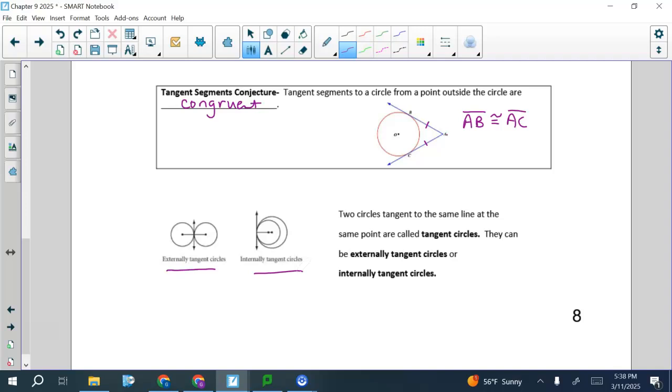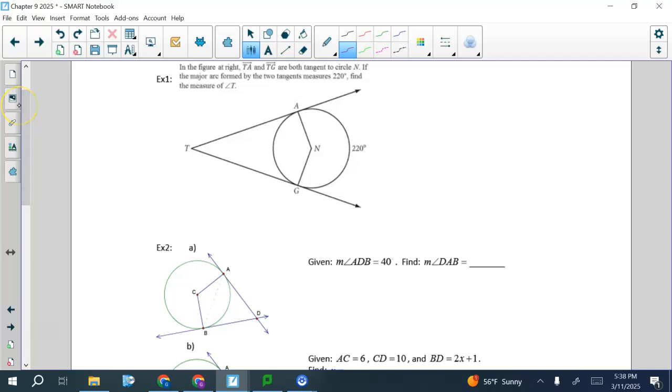All right, now let's practice using some of these theorems. Let's go to page 9. You've got two tangents to the circle, TA and TG. If the major arc formed by the two tangents measures 220, find the measure of angle T. Remember when you have a tangent connecting with a radius, which is what AN and NG are, it's going to make a right angle. So that's going to be 90, that's going to be 90.